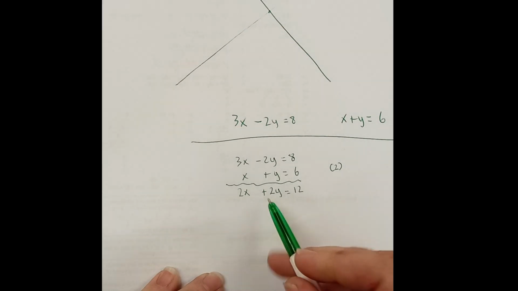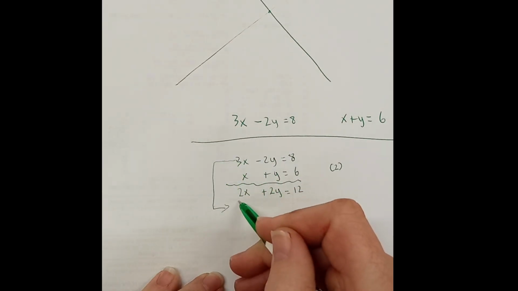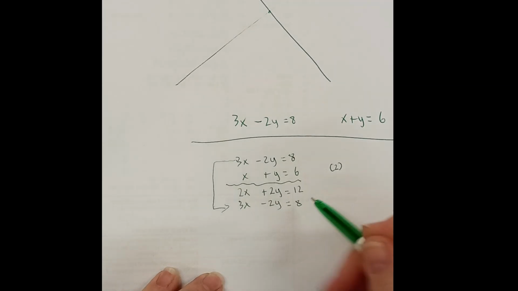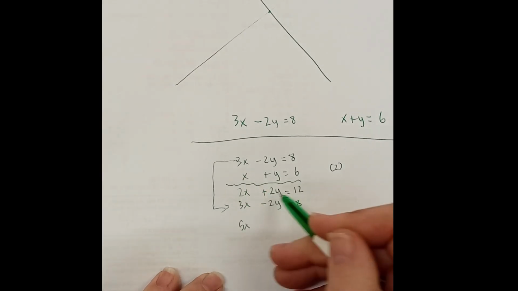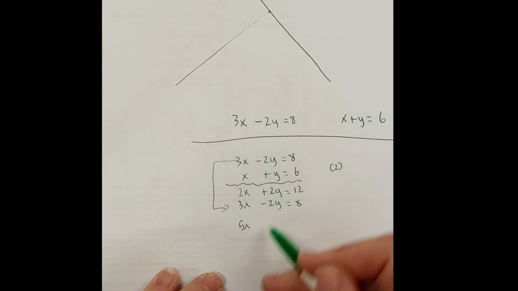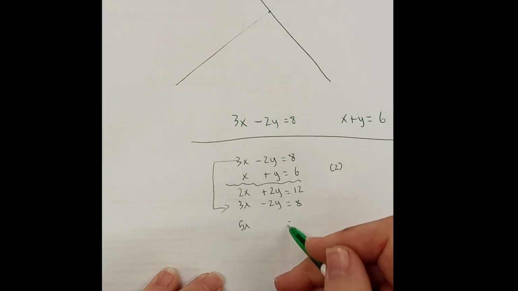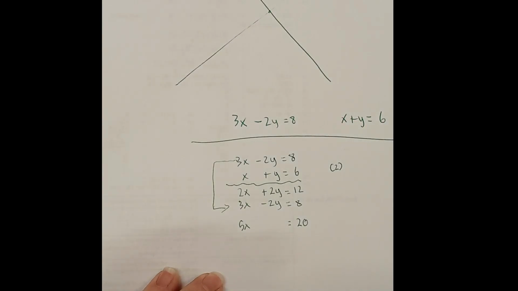Now once I've written that down, I then take the other line and I put it underneath it, and line it up. And now I can add. 2 plus 3 is 5x. Plus and minus 2 is 0. I can put down 0y, but I'm just not going to bother. Put the equals and put 20. And now you can solve it. So 5 times a number is 20. If I divide both sides by 5, x is 4.